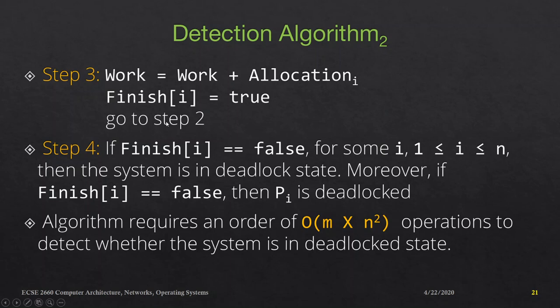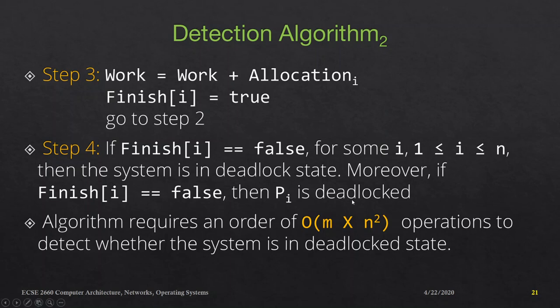Then we go back to step 2, which means that we are going to continuously do that for all the indices I, so for all the processes. But at any time, if we are requesting for something that we don't have available, we come to step 4, which is essentially saying that we will be in a deadlock state. So if finish of I equals false for some I between 1 and n, whatever n processes that we have, if for any process we were not able to finish, then the system is in the deadlock state. Moreover, if finish of I equals false, then that particular process, p sub I, is deadlocked.